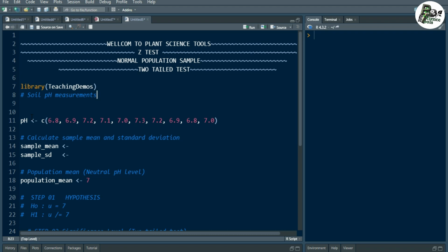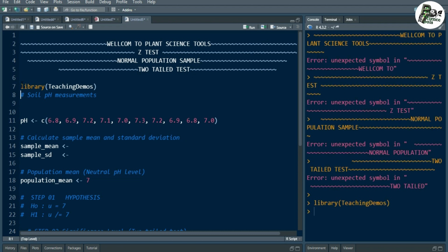The first step is that, first of all, I have to discuss the library. In this we will use the library TeachingDemos. If you haven't installed this library yet, please install it, because we will use the library TeachingDemos.